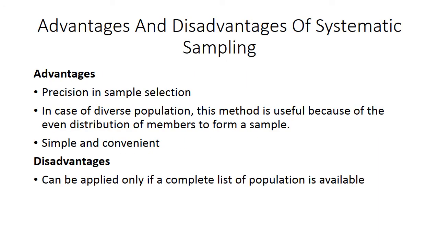The advantage is precision in sample selection. In case of diverse population, this method is widely used and very helpful because of even distribution of members to form a sample. It is simple and convenient also. The major disadvantage of this systematic sampling is it can be applied only if a complete list of the population is available. That is, we cannot use this type of sampling when the researcher does not have clear information of the population.